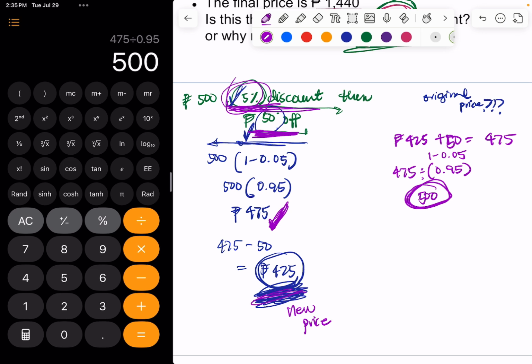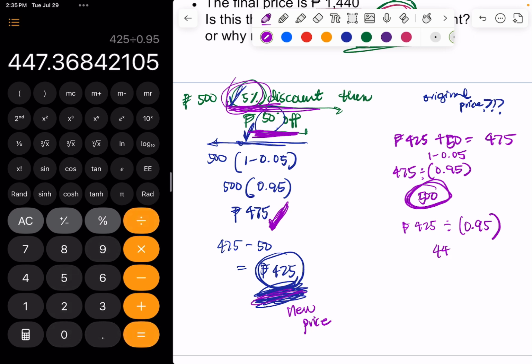Now, what if mangutana mo, dili day pwede ma'am nga mag-una dito sa 5%, then mag 50 pesos off. Dili siya pwede because the answer is different. For example, 425. Muuna ka og uli og 5% discount. Ibalik nimo. So, you divide it by 0.95. Okay, the answer is 447.37.